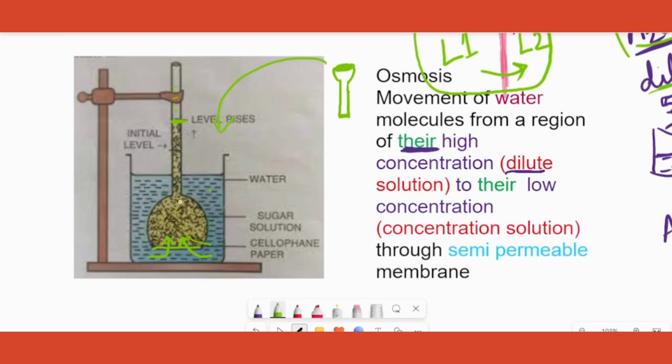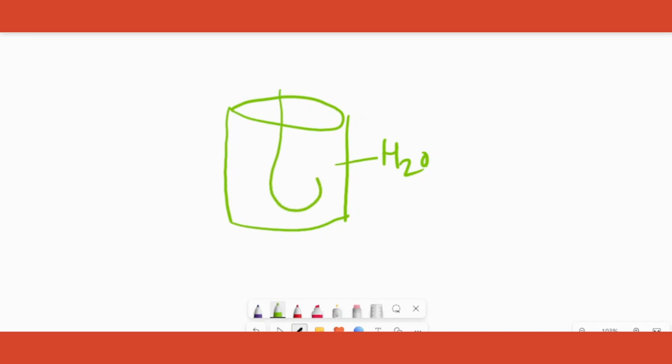Other than that, in your textbook, there is one more called the whisking bag. What is that? Let's learn that as well. So here, they have given you a beaker. In the same way, in the beaker, they have kept water. Alright. Now, instead of the funnel and everything, they have kept a kind of bag. That bag itself is a semi-permeable membrane. The whisking bag, it's called. Inside that they have kept sugar solution.